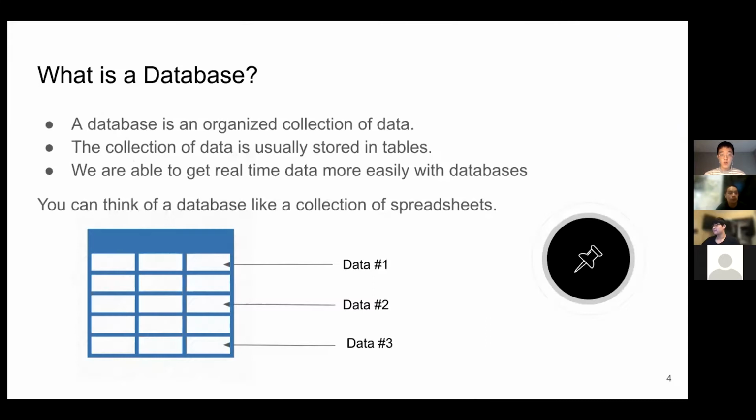So what is a database? A database is an organized collection of data, and it is usually organized into tables. The reason why we use databases is that we can get real-time data and actual data from them that we can use or display to clients. You can think of databases like spreadsheets with columns and rows that contain some kind of organized information.